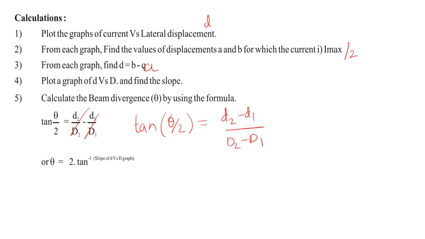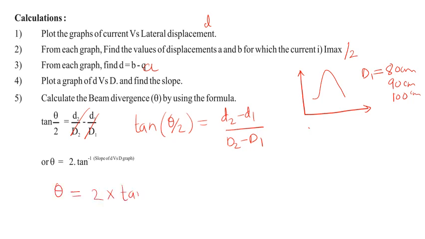This is the formula. So if we know this formula, you will plot three graphs. First graph is corresponding to capital D1, let's say it is equal to 80 centimeters. Then similarly second graph corresponding to 90 centimeter, and third corresponding to, let's say, 100 centimeter. You will get three graphs, and finally you will plot a slope, and from that slope value, you can get theta by using 2 into tan inverse of slope. Okay, this is the second formula.